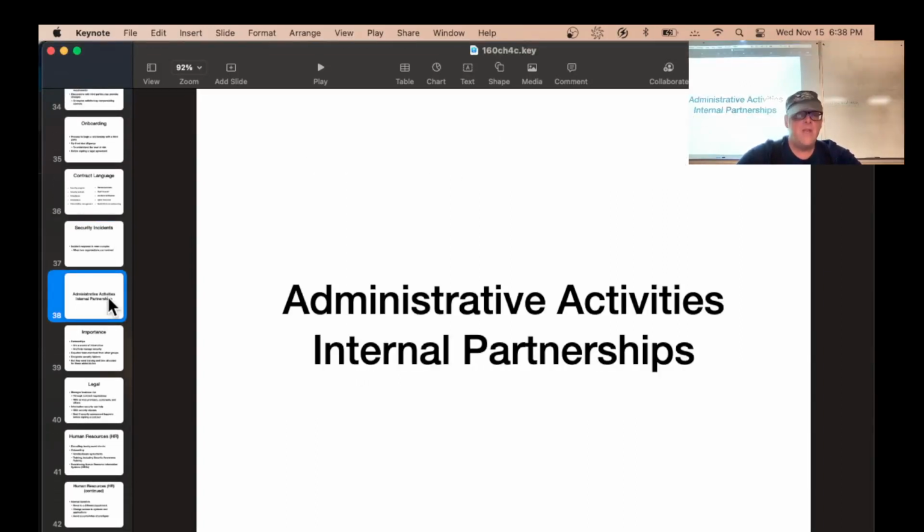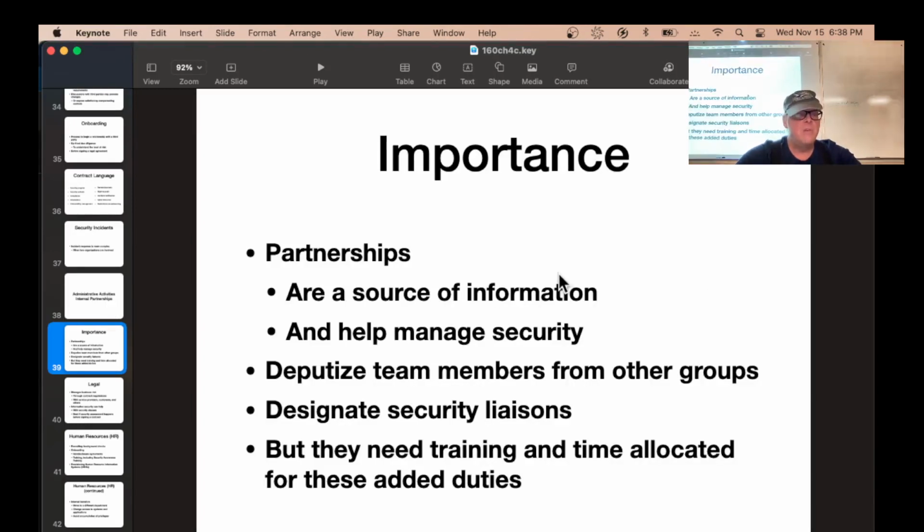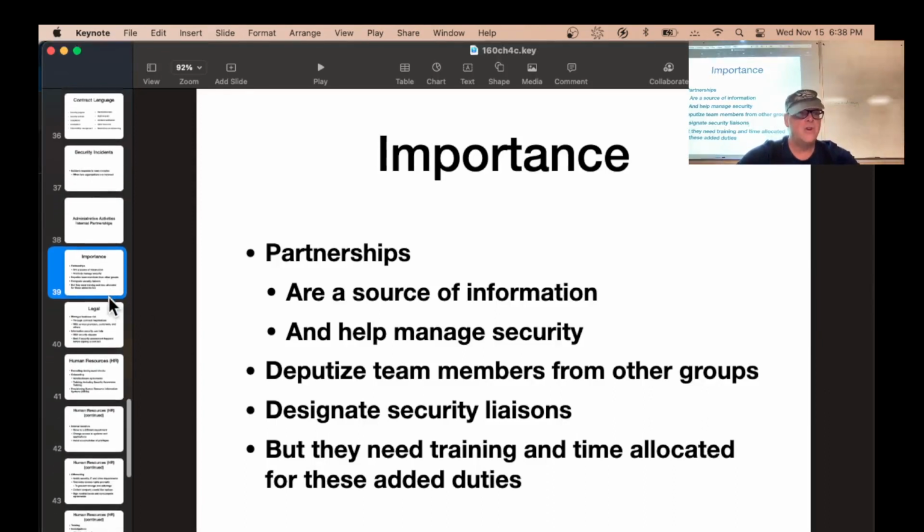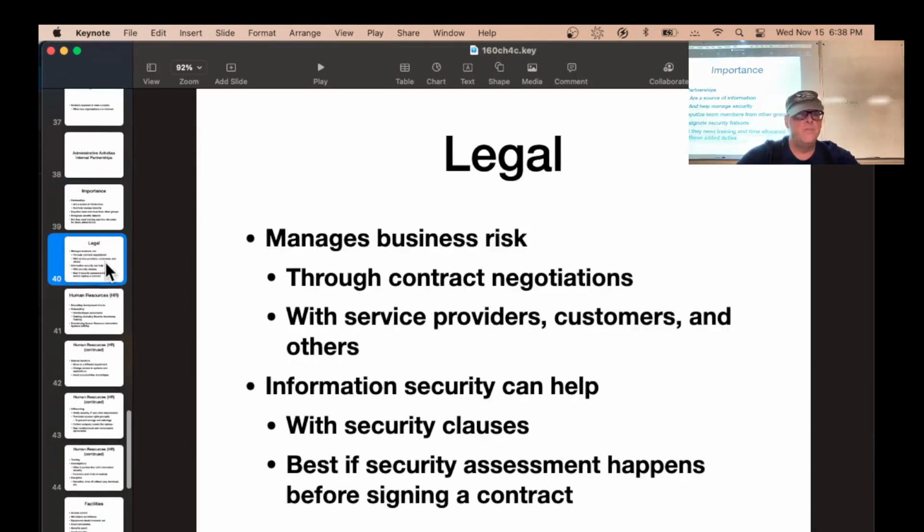So then you have internal partnerships in your company. You deputize team members from other groups and security liaisons so you can work inside your company. That's how Microsoft works. The teams at Microsoft act like contractors with service level agreements with other parts of Microsoft. They just treat internal partnerships like external partnerships. That's one way to go.